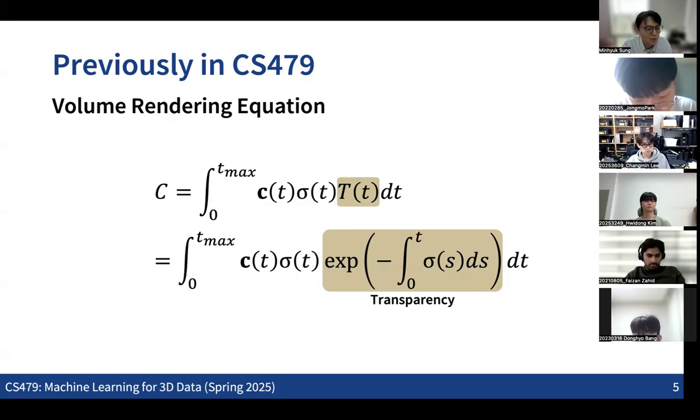From the definition of the transparency, what we could see is that the transparency is a non-increasing function over the traversal of the ray. It starts from 1, and as you travel along the ray, the transparency decreases, based on the definition of the transparency, as you can see in the slide, formulated in the form of exponential terms like this. So that was the volume rendering equation.